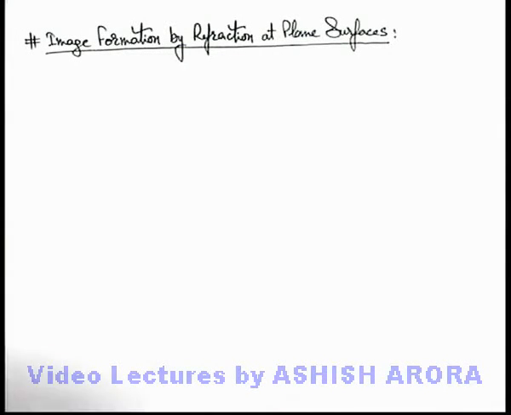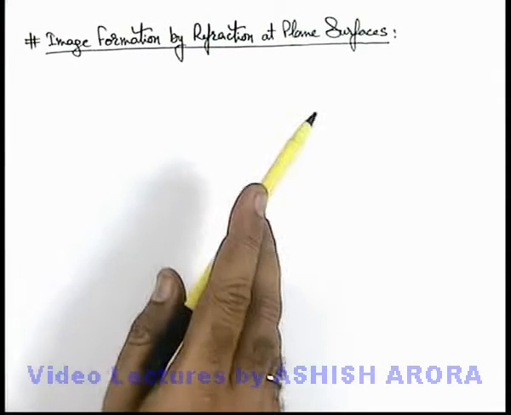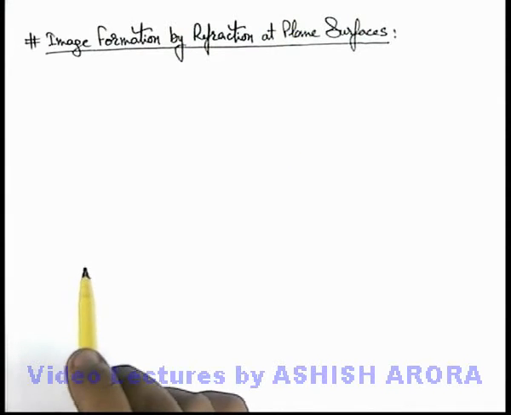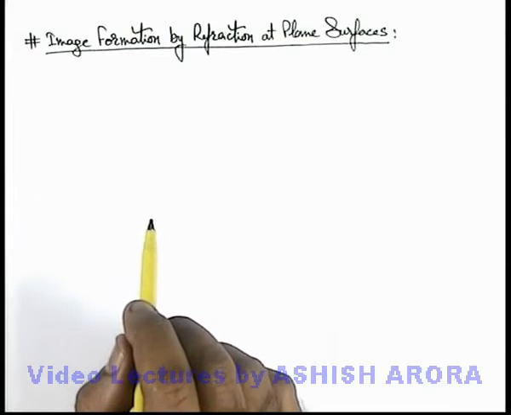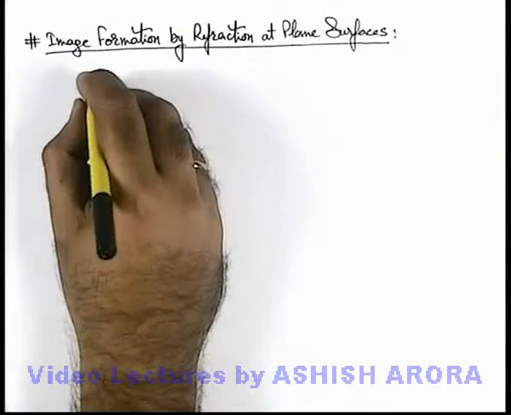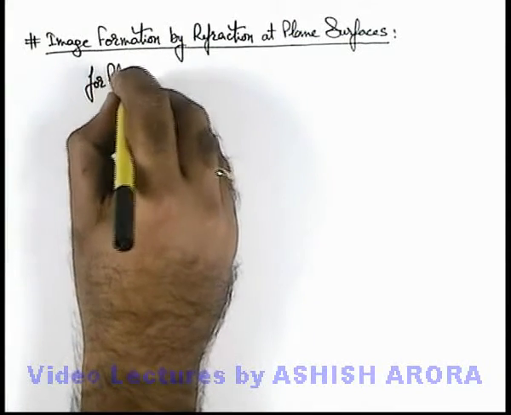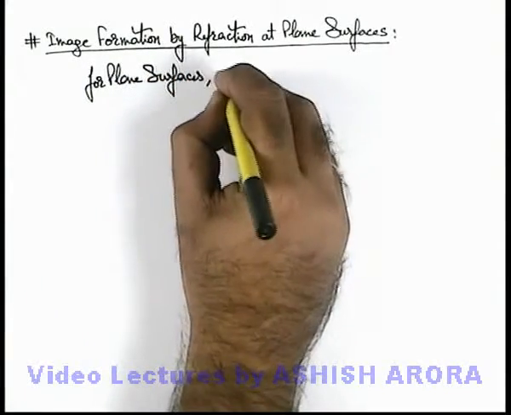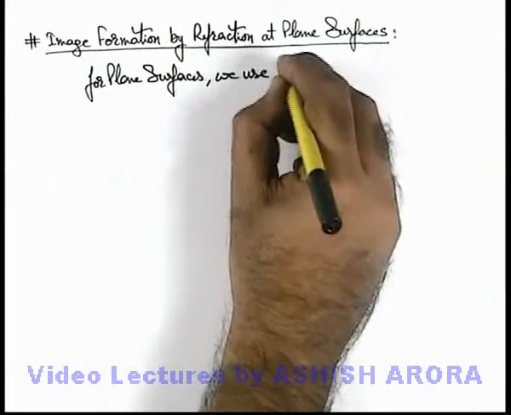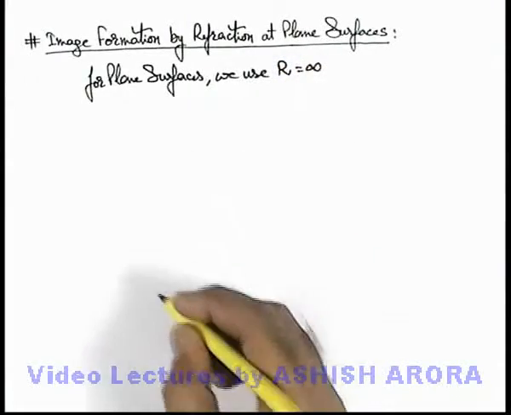Now let us study about image formation by refraction at plane surfaces. We already studied about image formation by refraction at spherical surfaces. So here we can write for plane surfaces we use the radius of curvature to be equal to infinity.